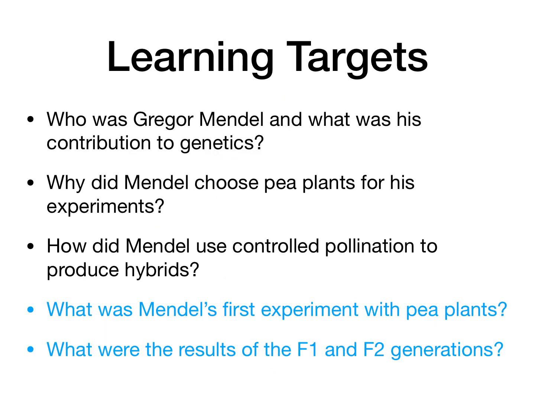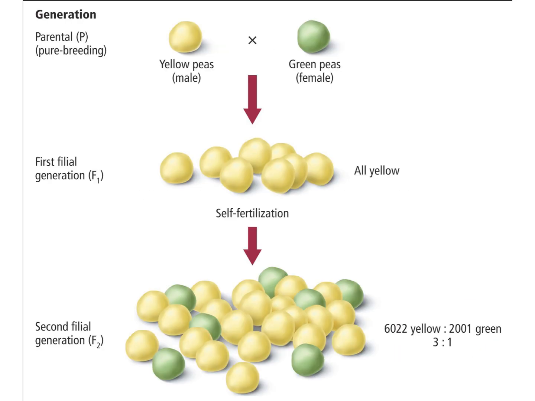So what was Mendel's first experiment, and what were the results? F1 and F2 are some vocabulary terms we'll pull in here now. So this is Mendel's first experiment. This is the parental generation. They are pure breeding, meaning that this yellow pea parent plant only produced yellow peas, and the green pea parent plant only produced green peas. And he crossed those together. That's what this symbol means. We crossed these two parents.